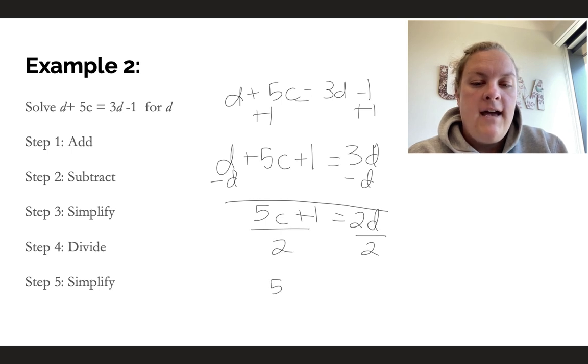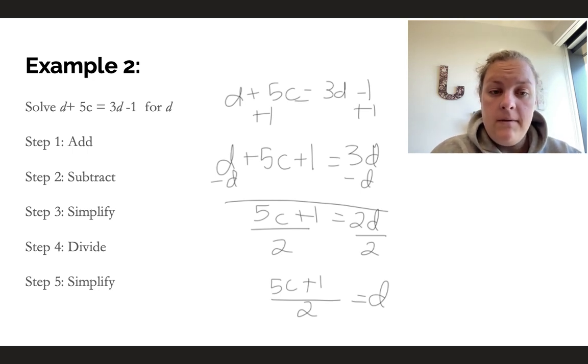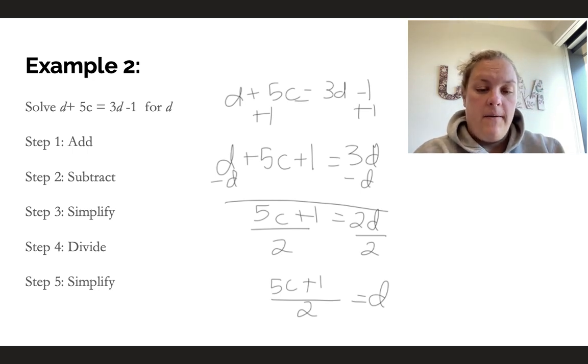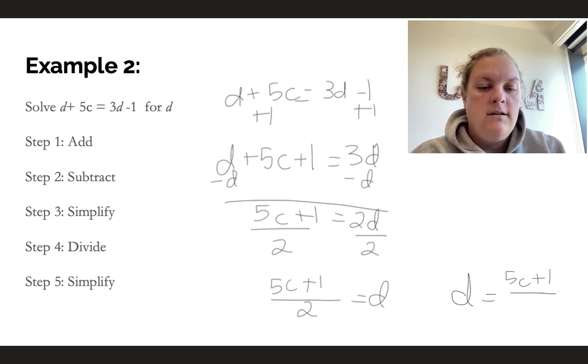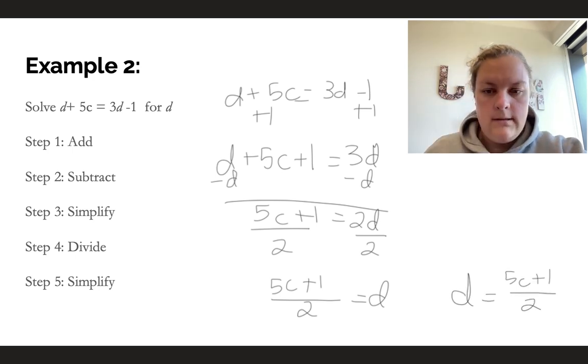This gives us 5c plus 1 all divided by 2 equals d. So here the variable ends up on the right-hand side, but that's okay because we can flip it over. And when we flip it over, we just want to make sure that we keep everything in the same order. So we have d going to the left-hand side, 5c plus 1 all divided by 2. We just did a little flip-flop there and it works.